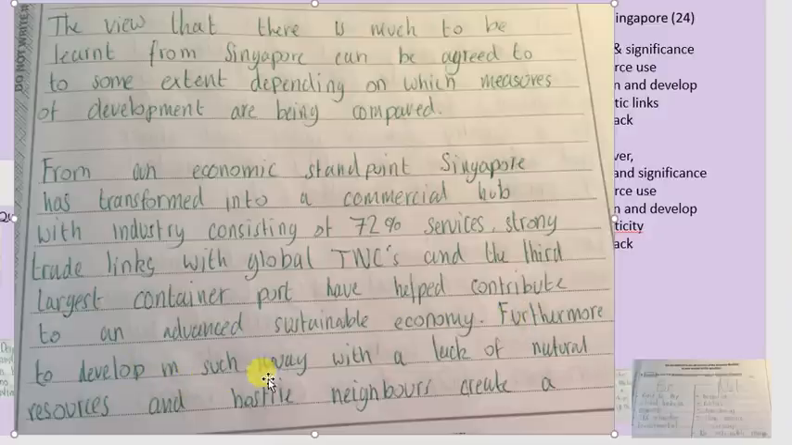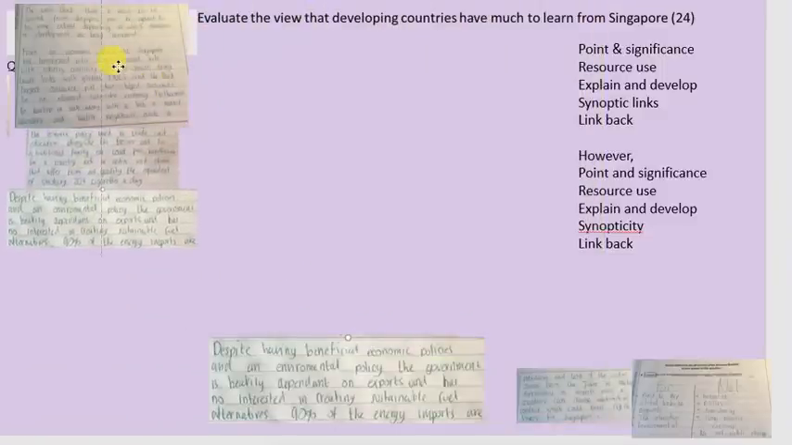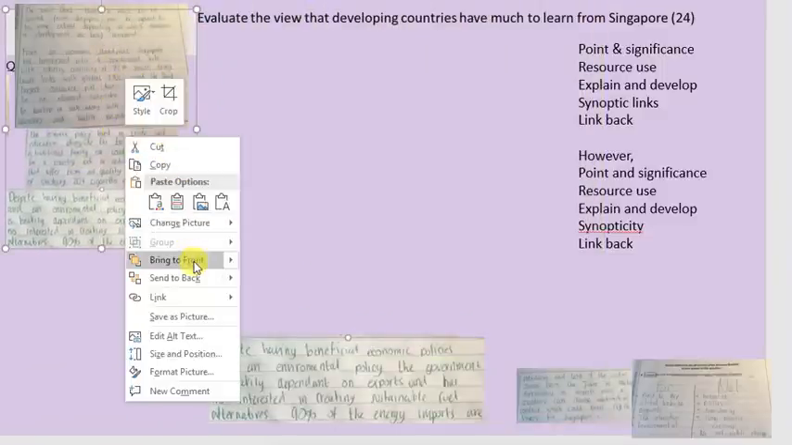Furthermore, to develop in such a way with a lack of natural resources and hostile neighbours. So he's critiquing, he's getting into the issue. He's saying that they're doing this, but it's quite difficult as well at the same time. So a bit of critical analysis. Let's have a look at the next bit.